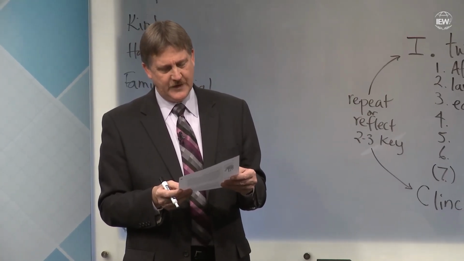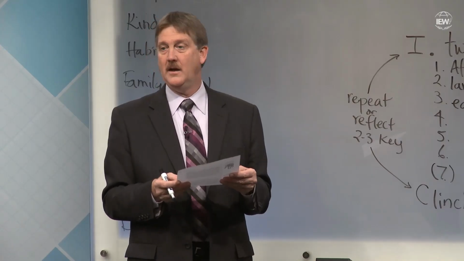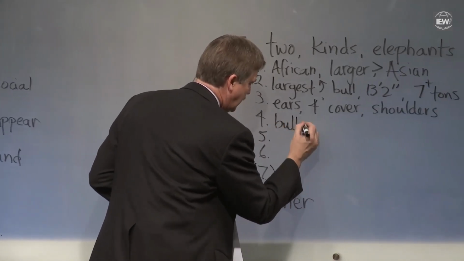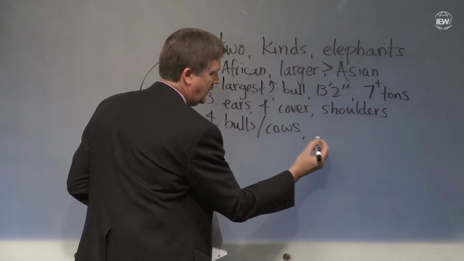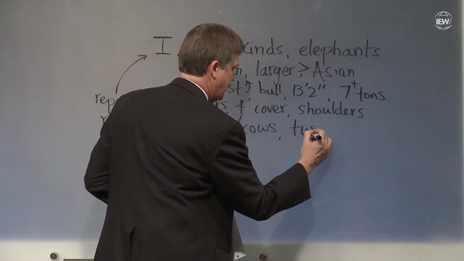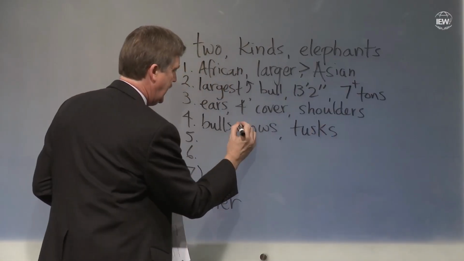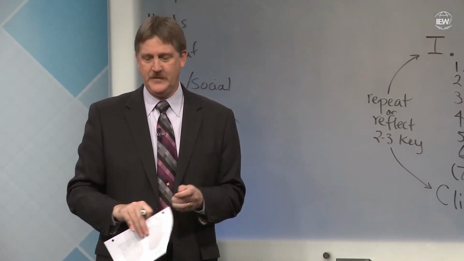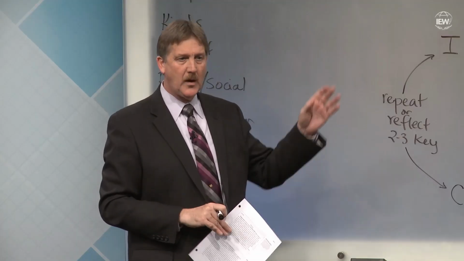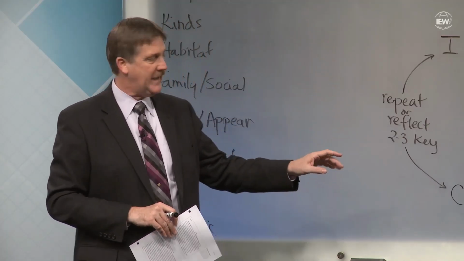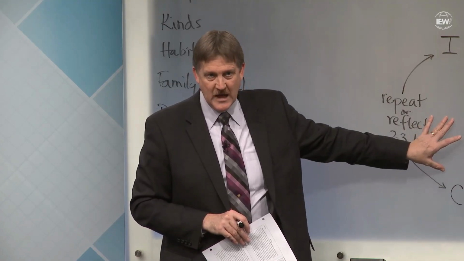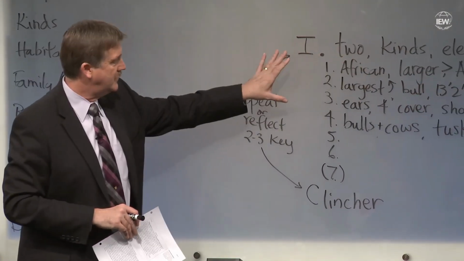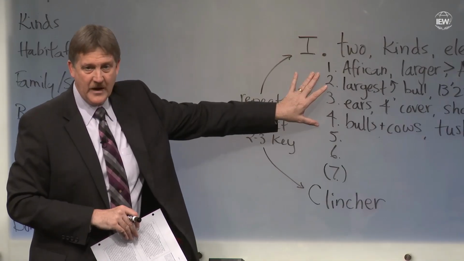Both the bulls and cows have tusks. Huh, the females are armed. Bulls, cows, tusks. Bulls and cows, tusks. Okay, now I see a little problem developing here. Do you see the problem that's developing? I have 7 possible slots, and I'm supposed to be writing about the 2 kinds of elephants. But I've used 3 or 4 of them about the African.